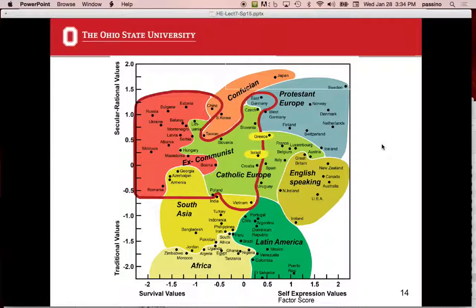So let me explain. On the horizontal axis, survival values are on the left. That means it's very important that I just get my next meal. On the right, self-expression values means I get to paint art and vote in a democracy, with freedom of speech and all this. That's a scale. And then on the vertical, I've got traditional values on the bottom. That could be a faith, a religion, a philosophy, a traditional one. And then all the way up is secular rational values. You might be offended by the implication that traditional is not rational by their scale, but nonetheless.